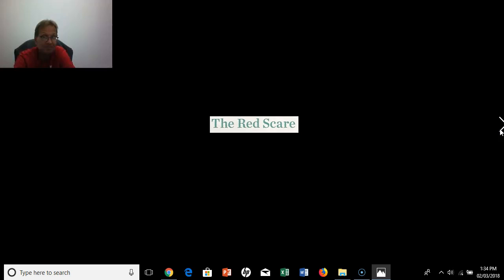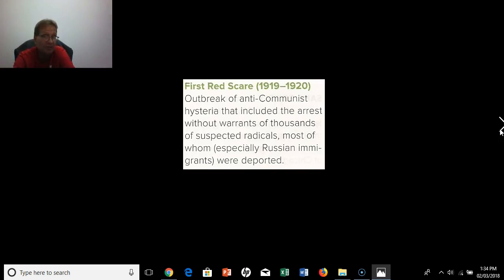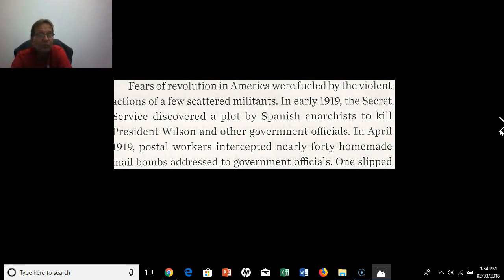The Red Scare. The second Red Scare, actually, well, this is the first one. The second one will be in the 1950s. And it's anti-communist hysteria, again, related to the Bolshevik Revolution. And it includes the arrest without warrants of thousands of suspected radicals, most of whom, especially Russian immigrants, were deported. Fears of revolution in America were fueled by violent actions of a few scattered militants.